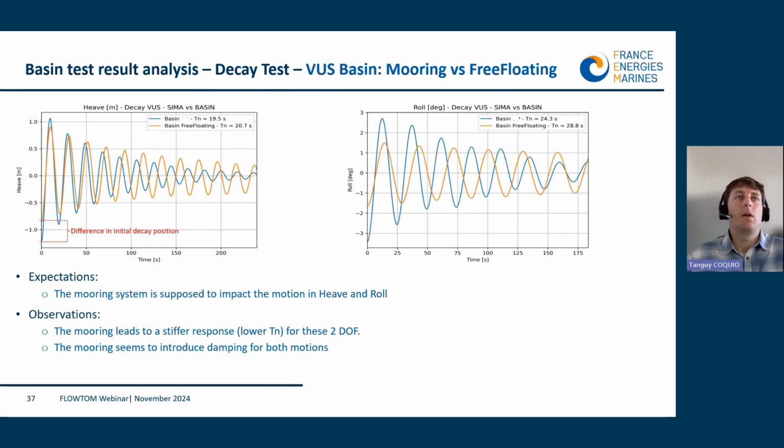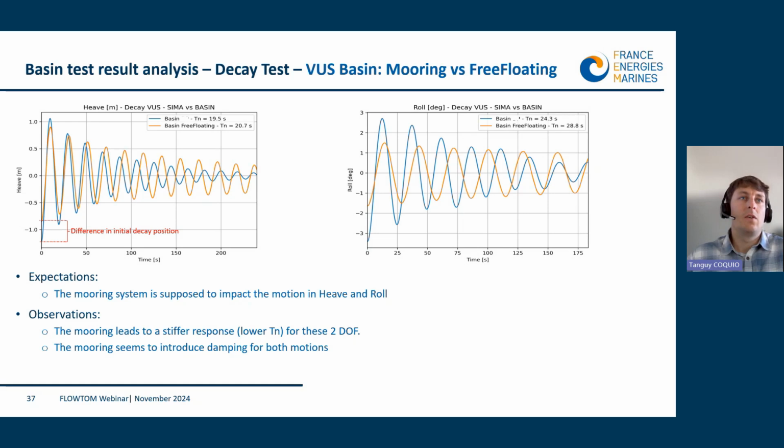Here is the same comparison, basin versus basin, but for the Volturnus. Here we are looking at two degrees of freedom, the heave and the roll. We can see that, in the same spirit as for the vessel, the addition of mooring lines is impacting the motion and is creating damping and a stiffer response than for free floating.